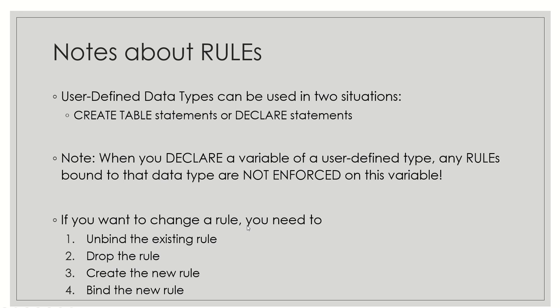If we want to change a rule, the steps to follow for that are as follows. Unbind the existing rule from the objects that it is bound to. Drop the rule from the database. Create a new rule, and then bind the new rule to the objects. There's no alter statement for rules.